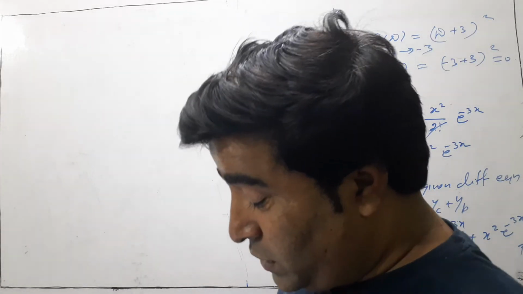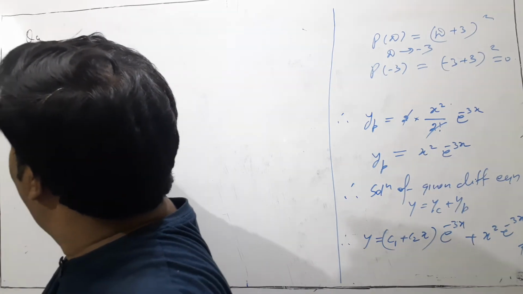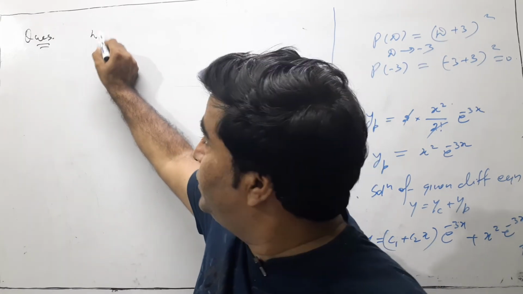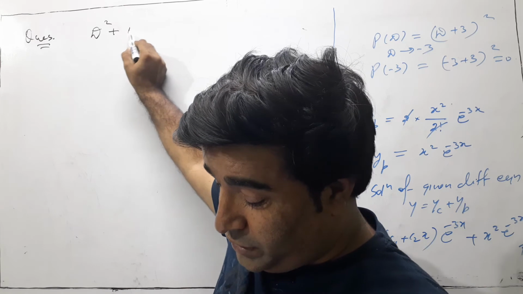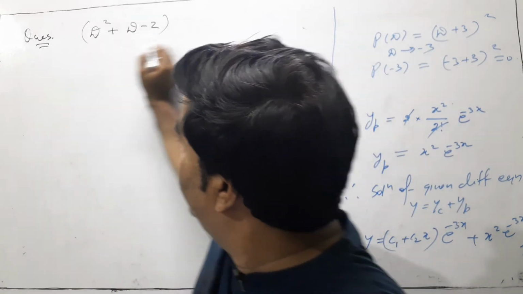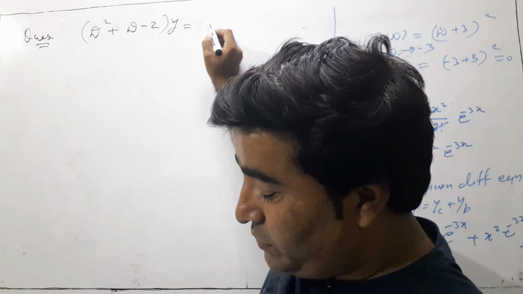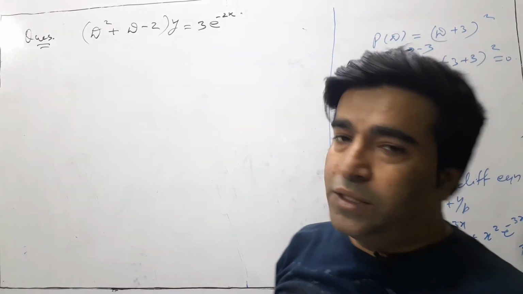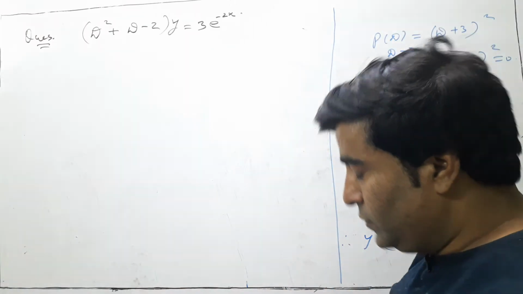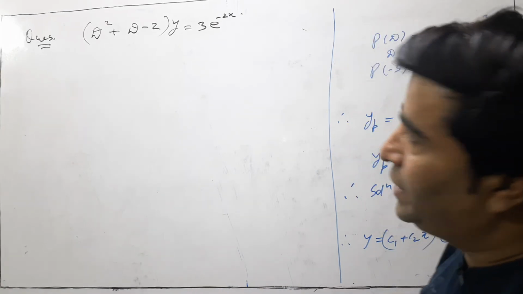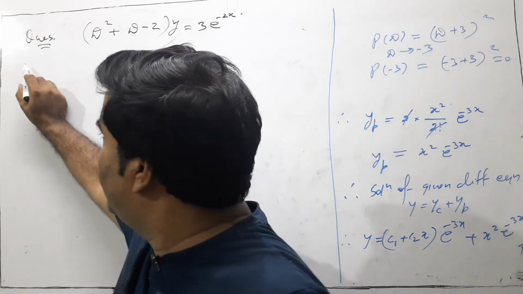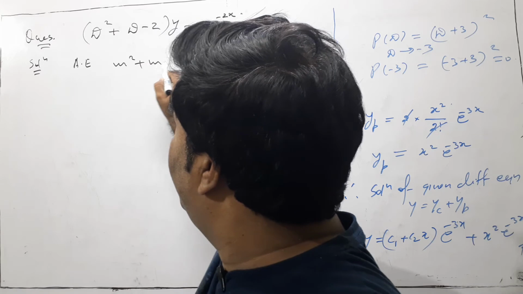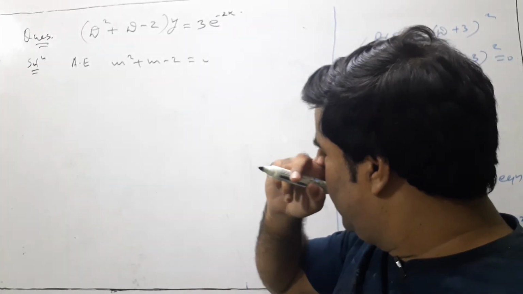This is, solve the differential equation, and the differential equation is (D^2 + D - 2) y is equal to 3 e^(-2x). So first of all we find the auxiliary equation. Here the auxiliary equation is m^2 + m - 2, this is equal to 0.